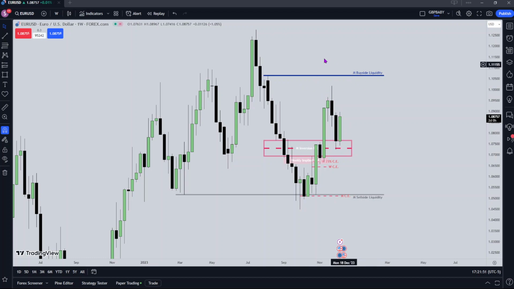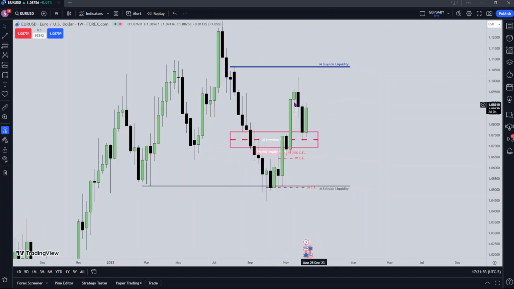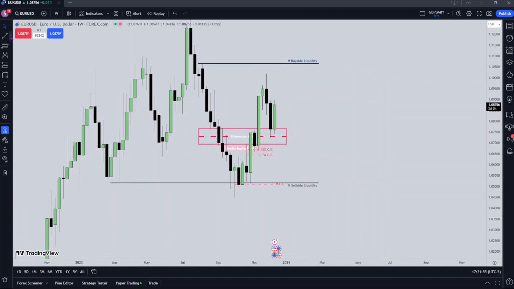So what we're doing now is we're starting to frame external and internal liquidity. So let's mark out this high on the weekly, and that will be a weekly buy side liquidity target.